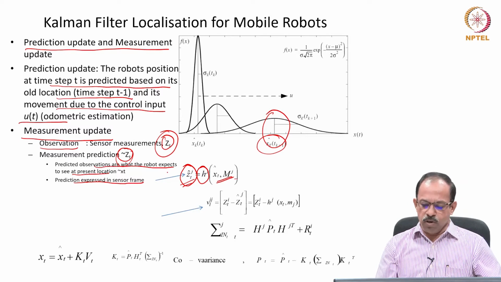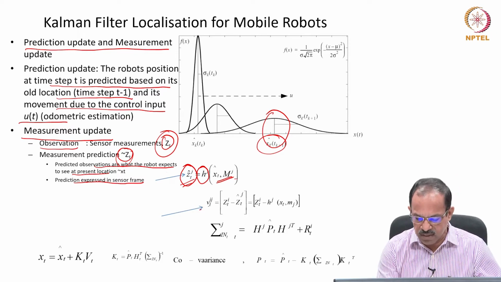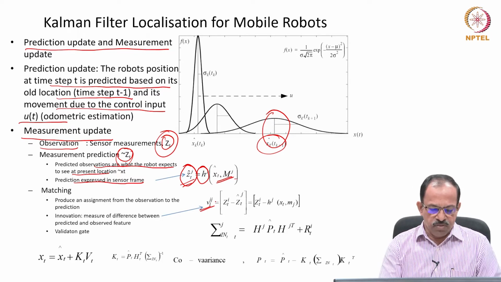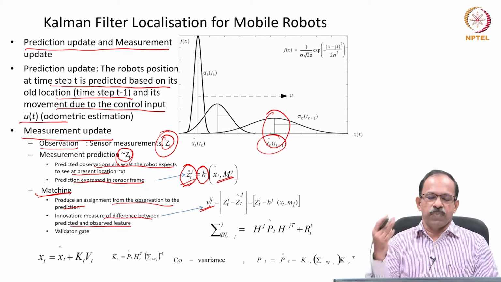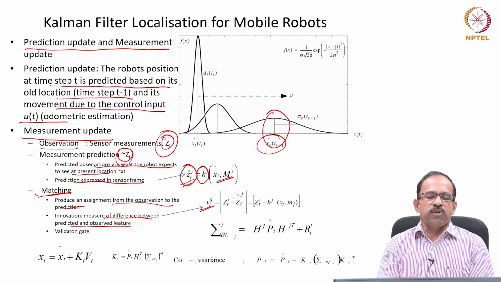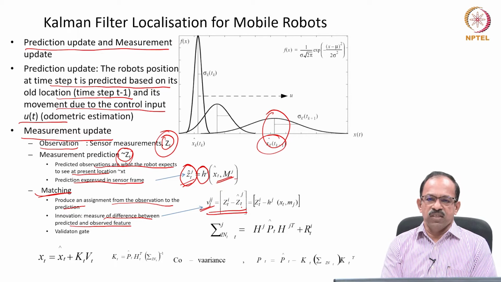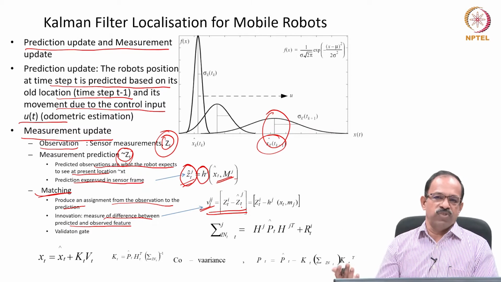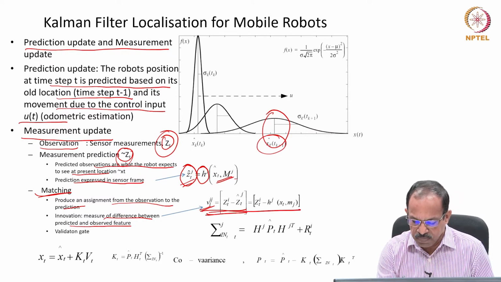And now we will try to find out the difference between these two, what it is supposed to see and what it is actually seeing, and that is what we call the innovation vt,ij. Okay, so that is the matching stage. We produce an assignment from the observation to the prediction, a measure of difference between predicted and observed feature. So you have a predicted feature and an observed feature, and the difference between these two can be obtained using Zt,i minus Zt,j hat, because there may be m objects the robot is seeing, and there may be n objects it is supposed to see. Now we need to match each one of these and then find out the difference, which we call the innovation.